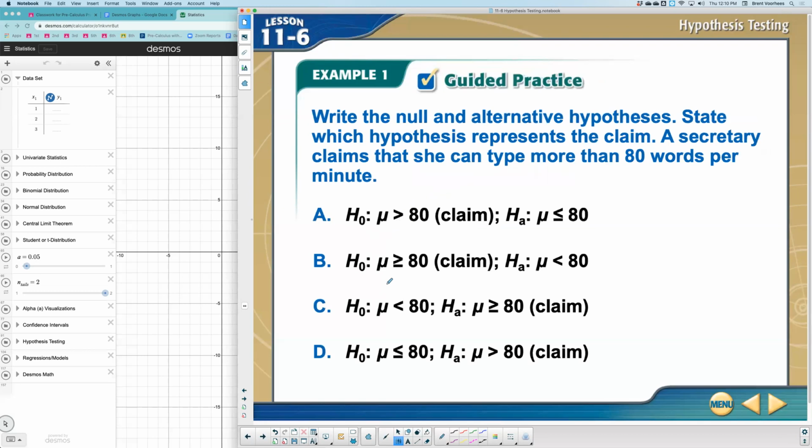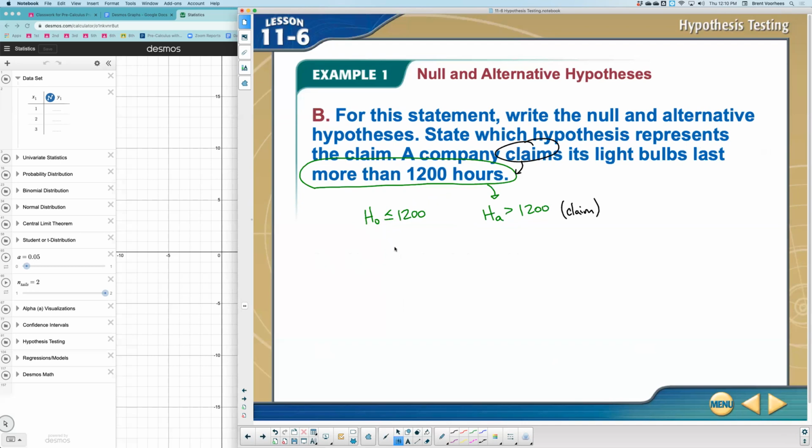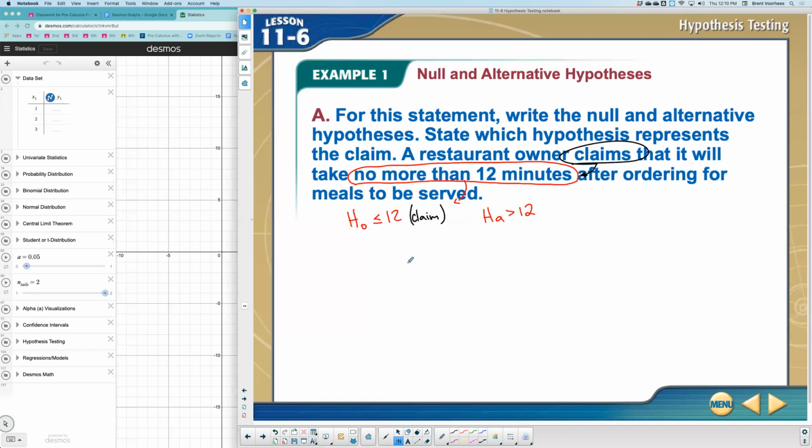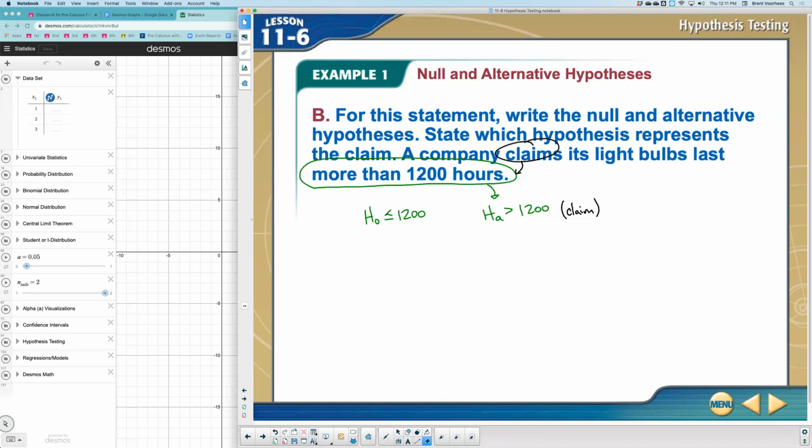Now with that information, go ahead and try example 1. Pause the video if you need more time. I just realized one thing I need to correct: on all of these, I should be saying the mean. We're testing the mean. So let me go back and edit these. H0 is you're testing the mean, and for the alternative hypothesis, again, you're testing the mean. On each one of these, it looks like I did that correctly.